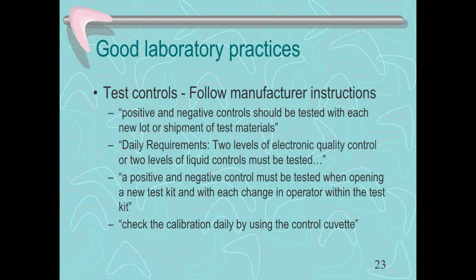So be sure that you check the calibration daily using your cuvette. You do positive and negative controls when you open a new kit, or whenever it's a new day. Whatever the normal manufacturer requirements are, be sure that you're doing those and documenting them. That's the big thing. Not just do it and say you did it, but documenting it. And if you're able to print out the controls, print that out, and so you have that documentation as well.